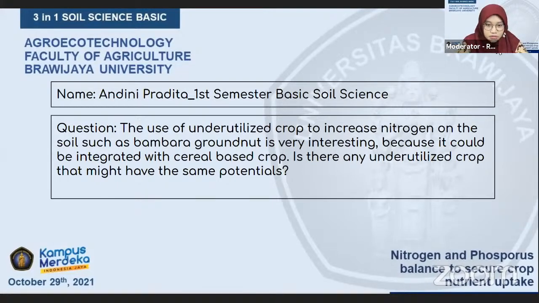The use of underutilized crops to increase nitrogen in the soil, such as Bambara groundnut, is very interesting because it could be integrated with cereal-based crops. Is there any underutilized crop that might have the same potential?